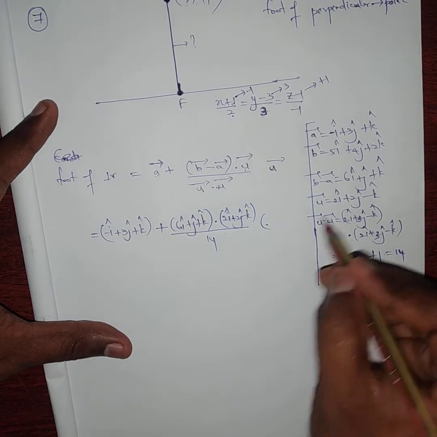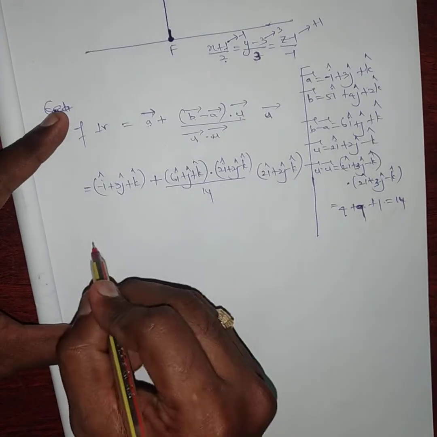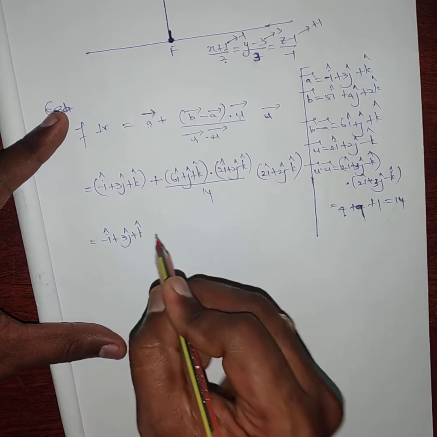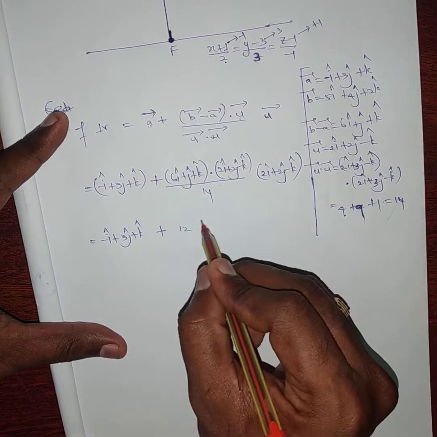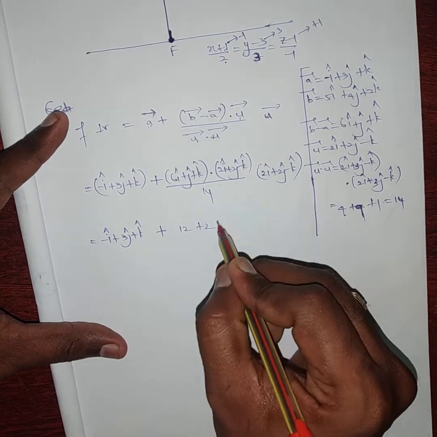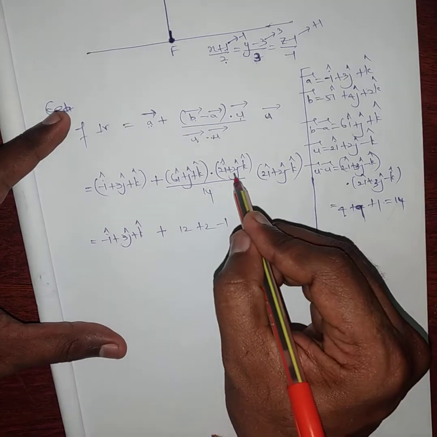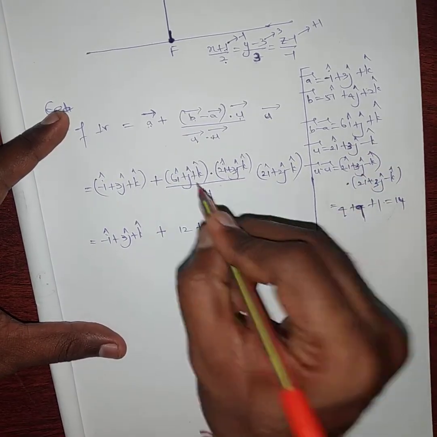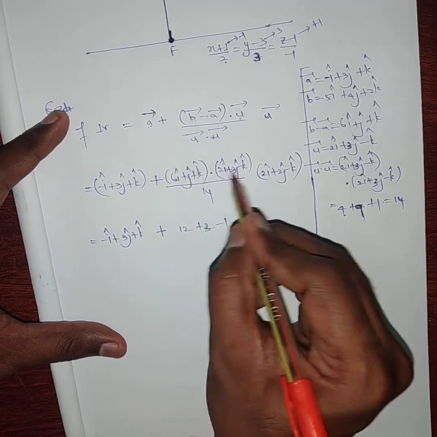U vector, that's all. 2 i cap plus 2 j cap minus k cap is equal to minus i cap plus 3 j cap plus k cap plus 6, 2s are 12. 1 into 2 is 2. 1 into minus 1 is minus 1. So now, I have changed the u vector, it is nothing but 3. I need to put 3 here. So 1 into 3 is 3, 1 into 3 is 3, plus into minus 1.